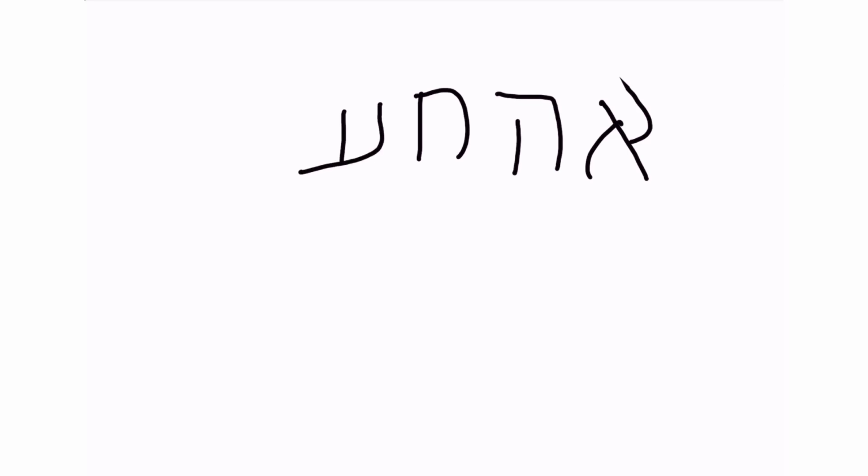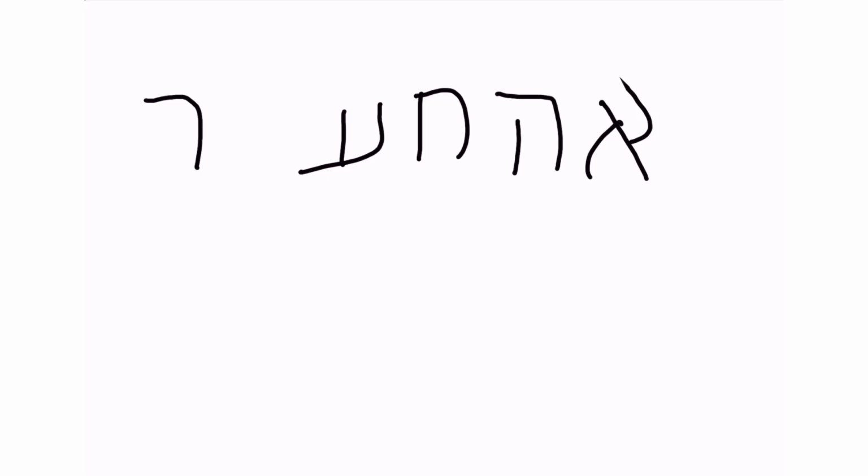So the guttural letters are Aleph, He, Chet, Ayin, and then there's one that I want to talk about that's similar but not a guttural letter, and that is resh. And the big thing that you want to remember is they can't be doubled.